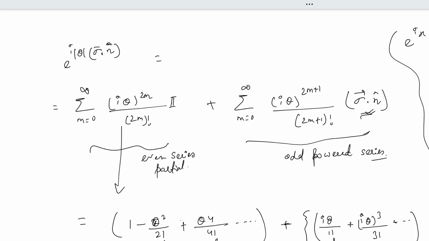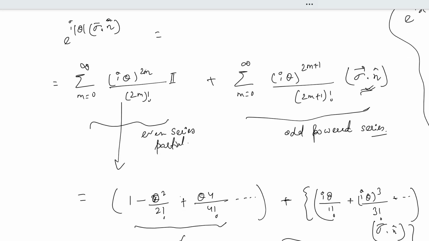So you know that i cubed is i squared into i, which is minus i, because i squared is minus 1, and like that. So you can take your i as common. Only for this part you take i common. So you have theta, then i cubed is minus i. So this is i, if you take i common, theta minus theta cubed by 3 factorial. Then the next term will be theta to the power 5 by 5 factorial, like that, and then multiplied with this term in the bracket, sigma dot n.